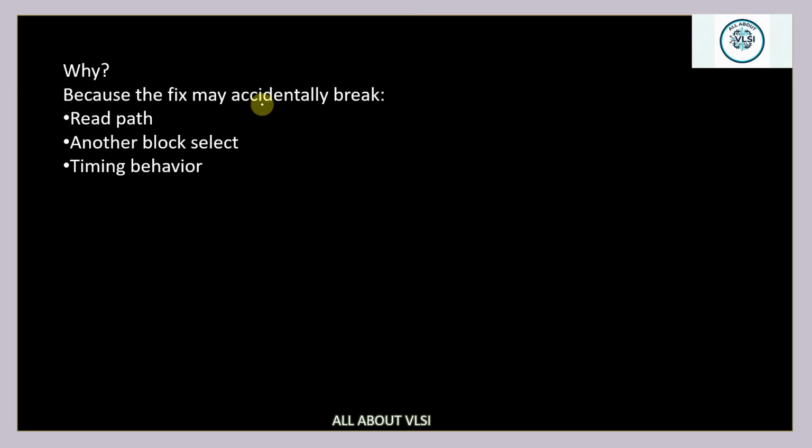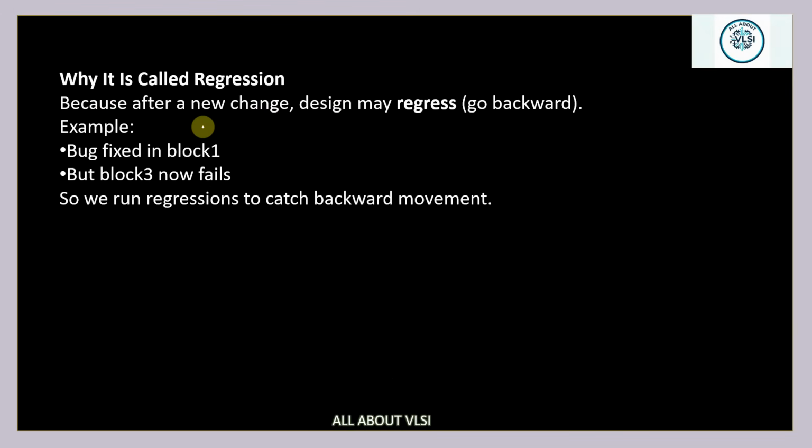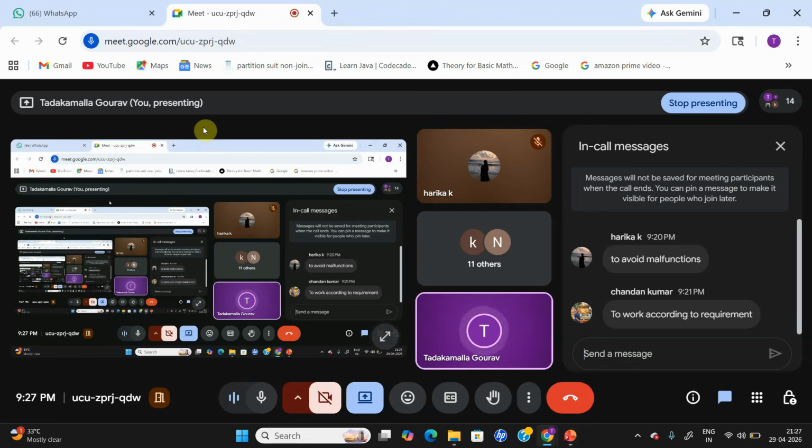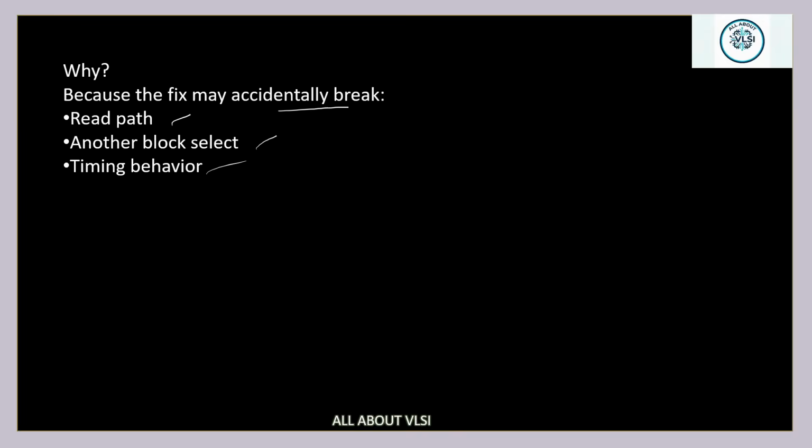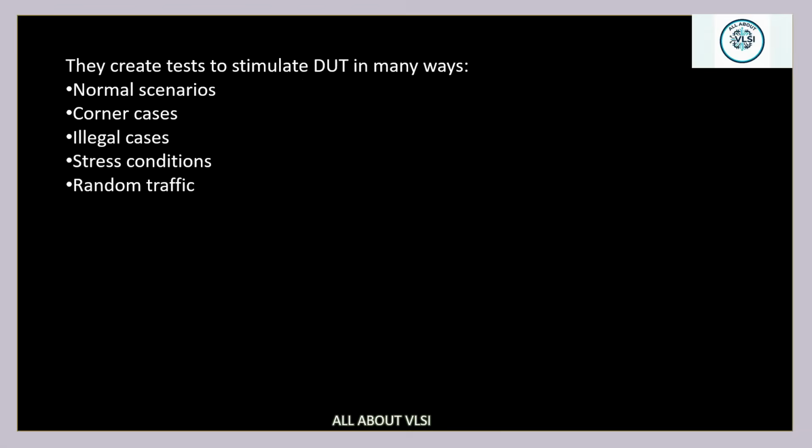So why do we need this? Because the fixes may accidentally break the read path or another block select or timing behavior, and this might give another bug. So that's the reason we run multiple test cases using our regression testing. Okay, so this was about all the test cases which we are going to do.